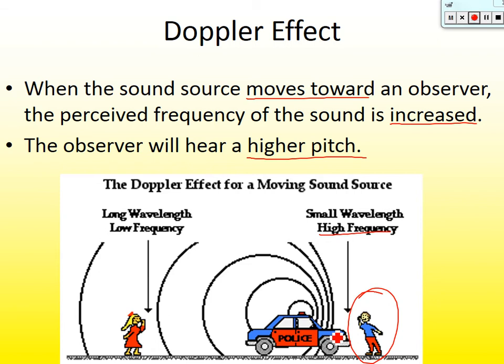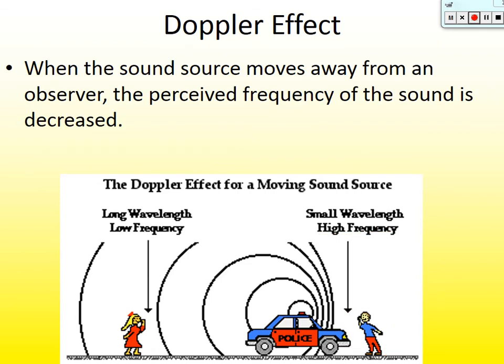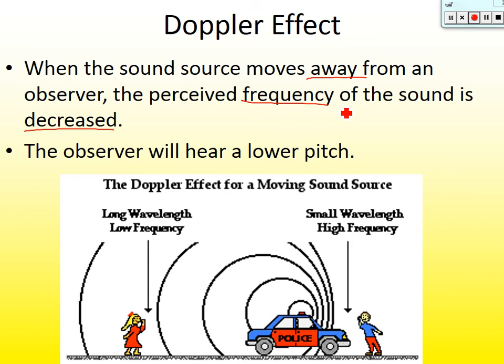Well, just the opposite is true if you are behind the source of the sound. And so that's what we'll look at next. So when the sound source moves away from an observer, the perceived frequency of the sound is decreased. So the frequency is decreased, and so the observer will hear a lower pitch. So that's why, this girl, she's behind the police car, she's going to hear a much lower pitch or lower frequency sound wave.